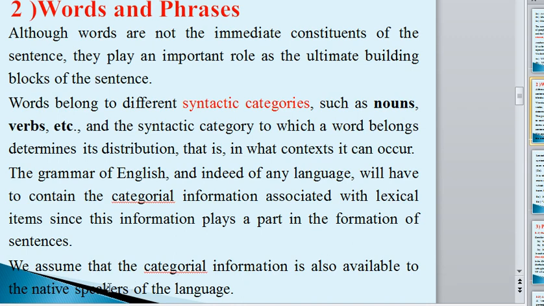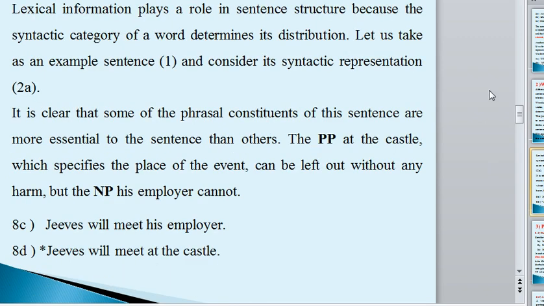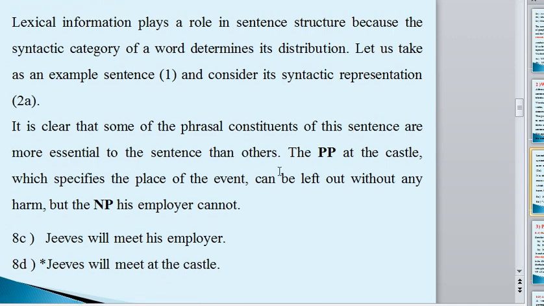We assume that the categorical information is also available to the native speaker of the language. All of us, as native speakers of our native language, have this kind of categorical information about the words of our language. So lexical information plays a role in sentence structure because the syntactic category of a word determines, as you know, its distribution, the place of each word.